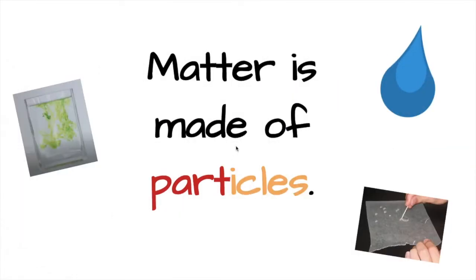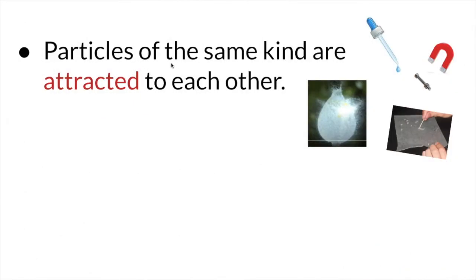We also talked about how matter is made of particles. Remember, particles are tiny parts of matter. We learned two things about particles. First, particles of the same kind are attracted to each other. In other words, particles of water want to stay together. That's why they form drops, stayed together in the shape of the balloon, and were hard to split.